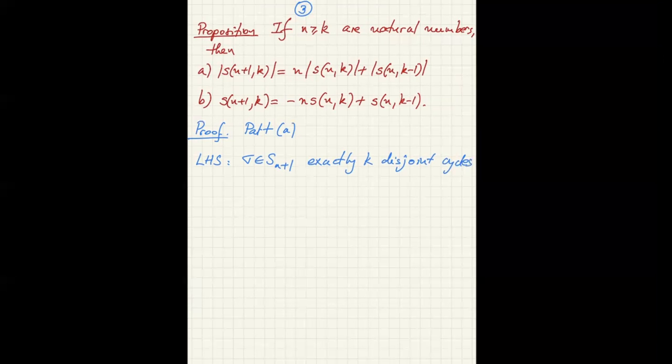Now these permutations, let's split them into 2 parts. In one part, let's put the ones where they map n plus 1 to n plus 1, so n plus 1 is a fixed point. And the other ones are going to be the ones where n plus 1 is not a fixed point. So clearly, the left-hand side counts all these permutations sigma, and clearly this is a partition of this set of permutations with exactly k disjoint cycles. And we'll count each of these two parts of our partition.